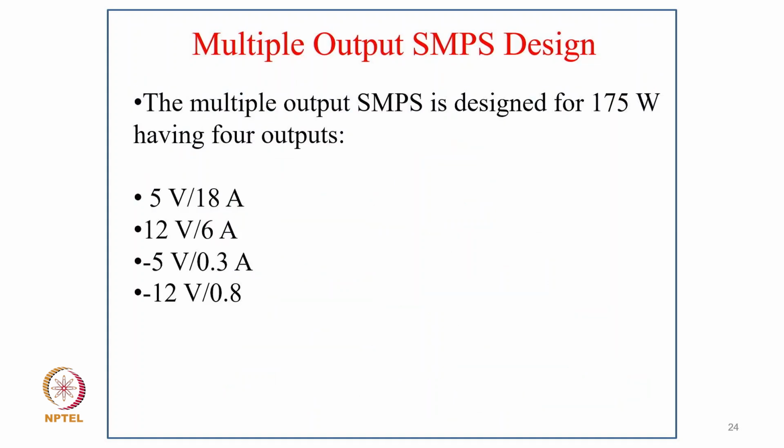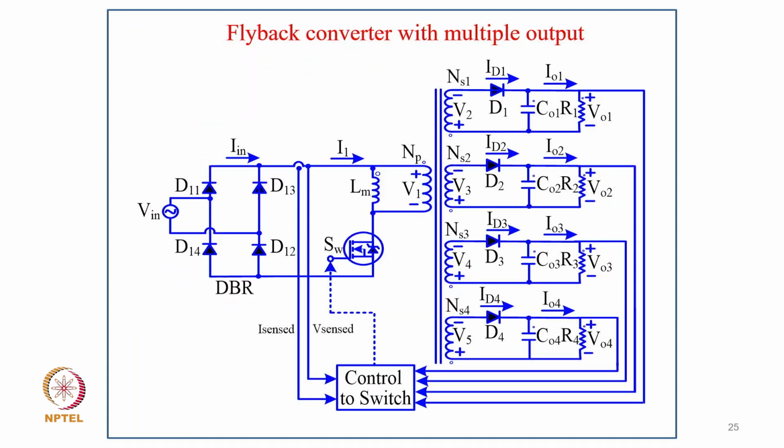Normally this power supply, which is normally for computers, is designed for, nowadays, 175 watt, but there may be a lot of variation. Earlier we were using a higher rating like 350 watt. Now it is 175, maybe in future it may go further lower, even 100 watt or 75 watt. And what is the voltage? Normally 5 volt was typically 18 ampere, and 12 volt is 60 ampere, minus 5 volt is 0.3 ampere, and minus 12 volt is 0.8 ampere. So these are typically the total power circuit ratings.